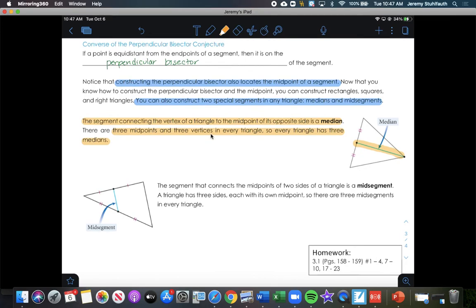A mid-segment is the segment that connects the midpoints of two sides of a triangle. So if you find the midpoint of two sides of a triangle and then connect them, that gives you your mid-segment. The other thing to know is a triangle has 3 sides. Each one has its own midpoint. So there are 3 mid-segments in every triangle. You are going to explore the median and mid-segments of triangles in your homework, and then we will talk about those in class the next day.